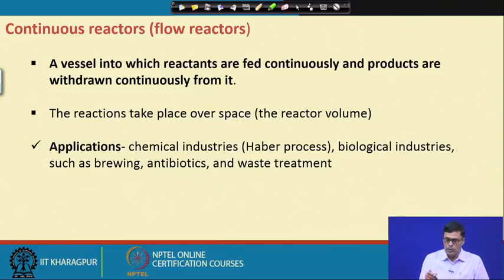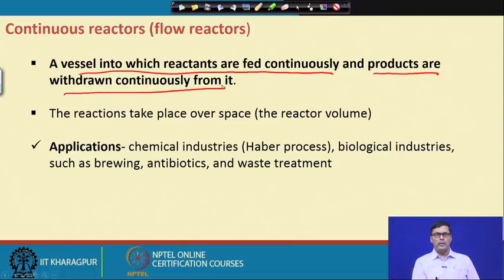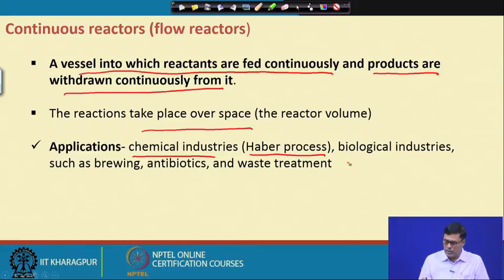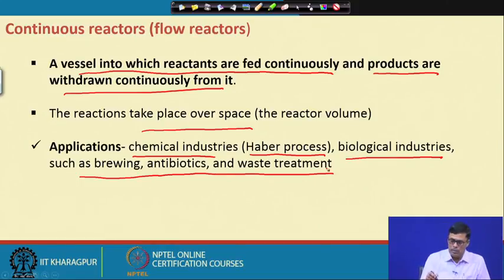Now, let me talk about the continuous process. A continuous process is one in which the vessel has reactants fed continuously and products withdrawn continuously. The thing I highlighted before is that when you operate a continuous system, first you operate in the batch mode, and when the rate of reaction is maximum, then we continuously feed the reactor and continuously take the product out. The reaction takes place over space. The applications are the chemical industry like the Haber process, the biological industry, brewing, antibiotics and wastewater treatment processes; we use this particular process there.